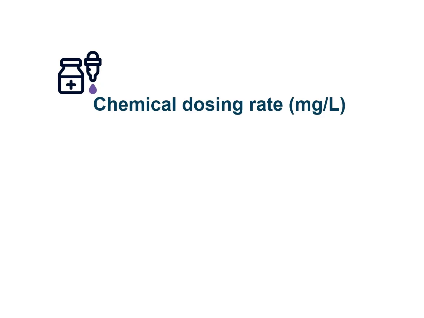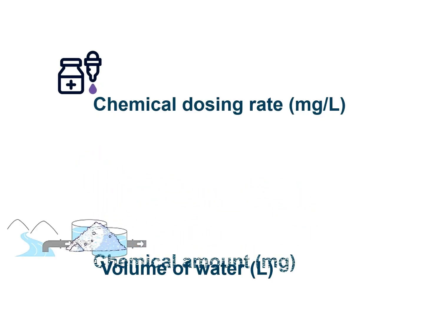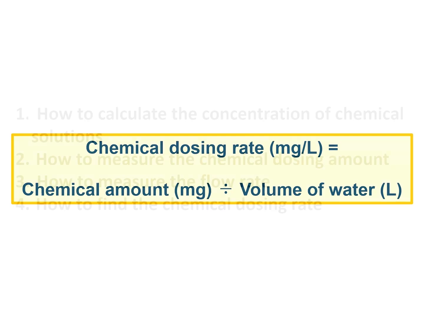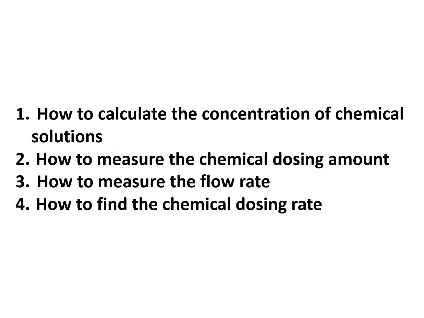The chemical dosing rate is calculated as how much chemical is mixed with water to be treated, as in this equation: chemical amount over volume of water. For measuring the necessary data, this video introduces 4 key steps.